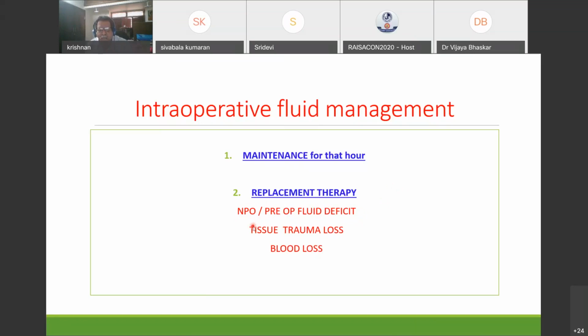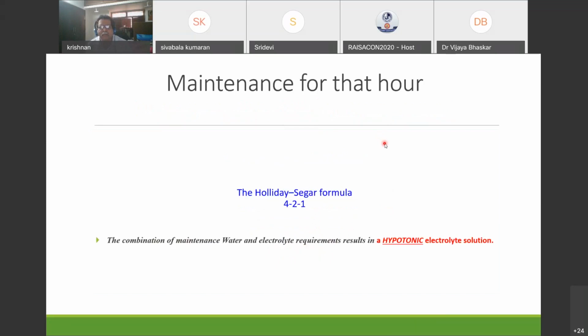The second part of the replacement that you should give is for tissue trauma loss, whether the patient is coming for a minor surgery, moderate surgery, or a severe surgery. This is based on the size of your incision and how much of the bowel or your cavity is exposed. Third part is blood loss, that is going to be dependent on your calculation of maximal allowable blood loss. So this is about intraoperative fluid management.